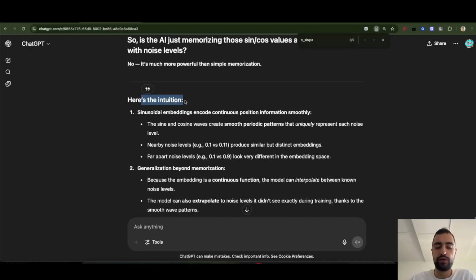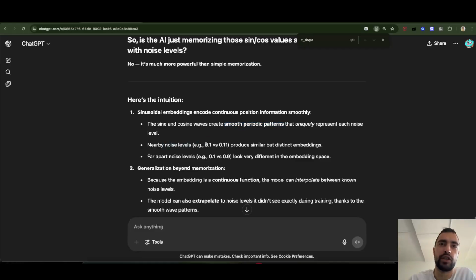Here is the intuition. Sinusoidal embeddings encode continuous position information smoothly. The sine and cosine wave create smooth periodic patterns that uniquely represent each noise level. So the periodic pattern uniquely represents each noise level. So this is better for the AI than just having each number represent noise level.